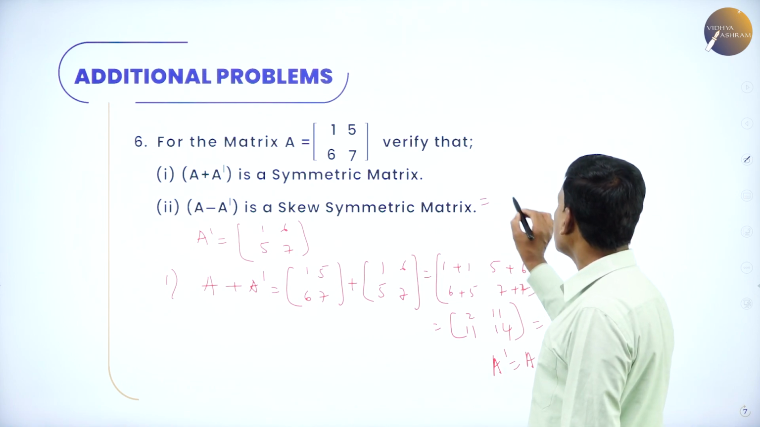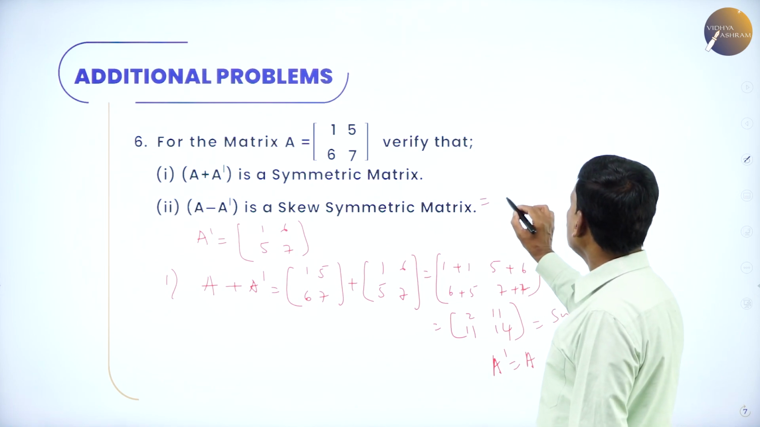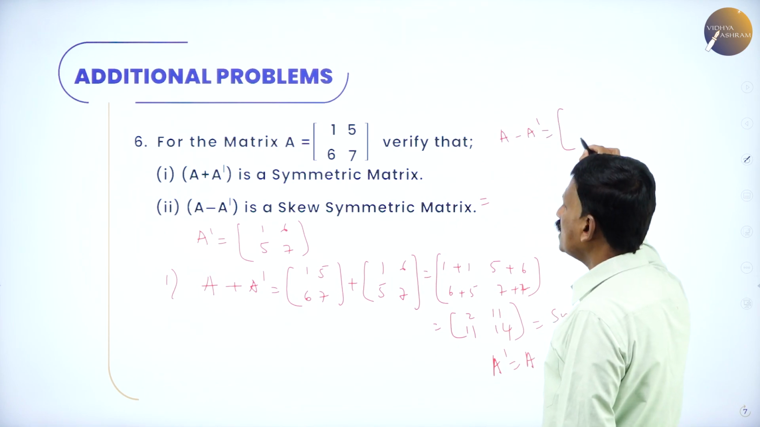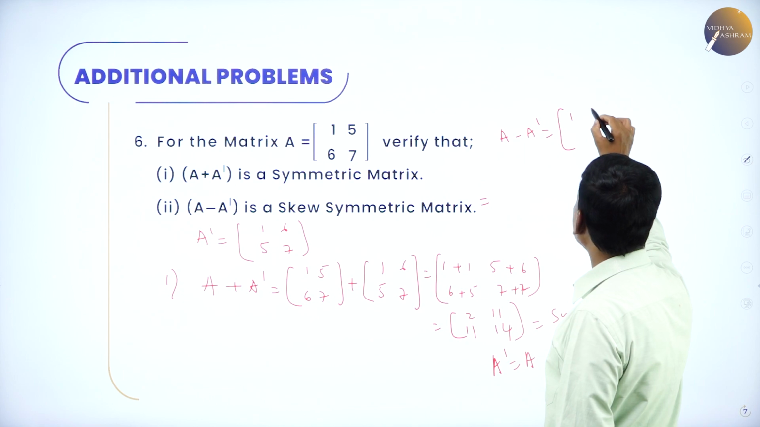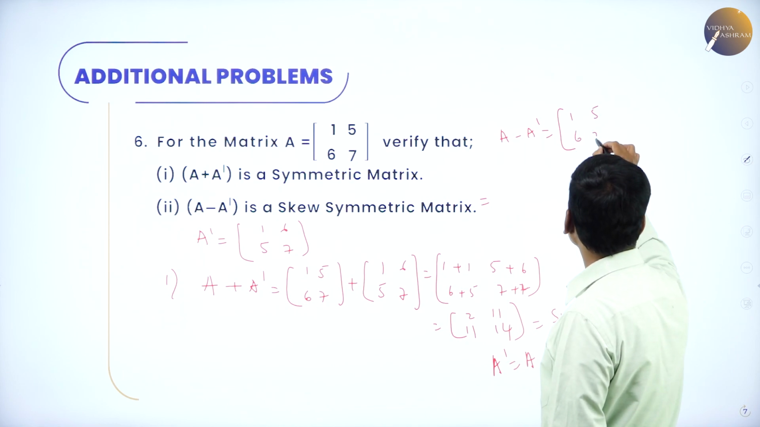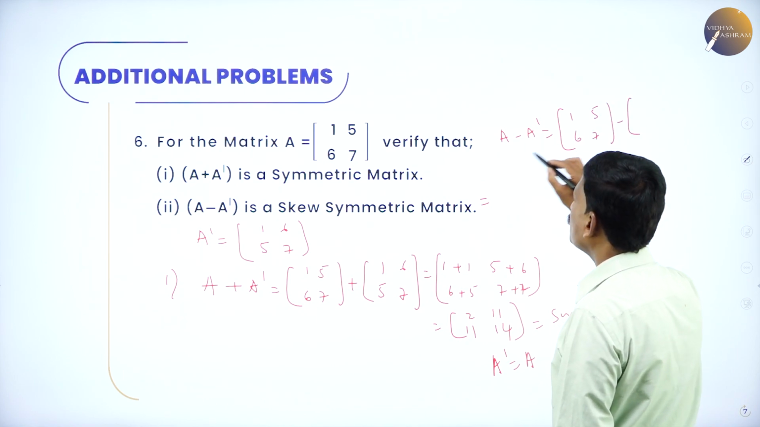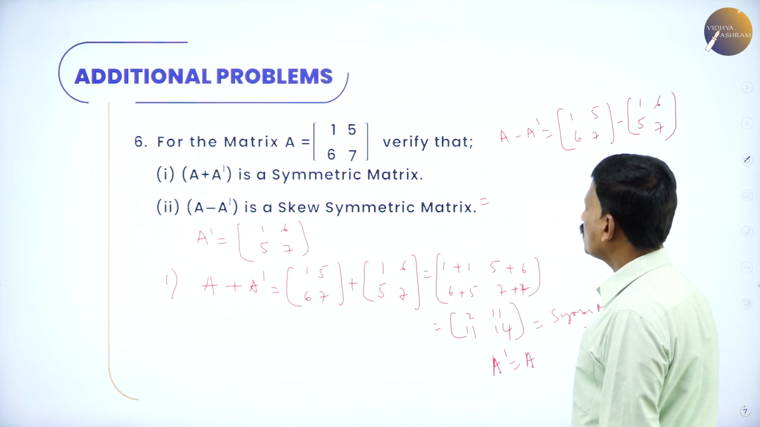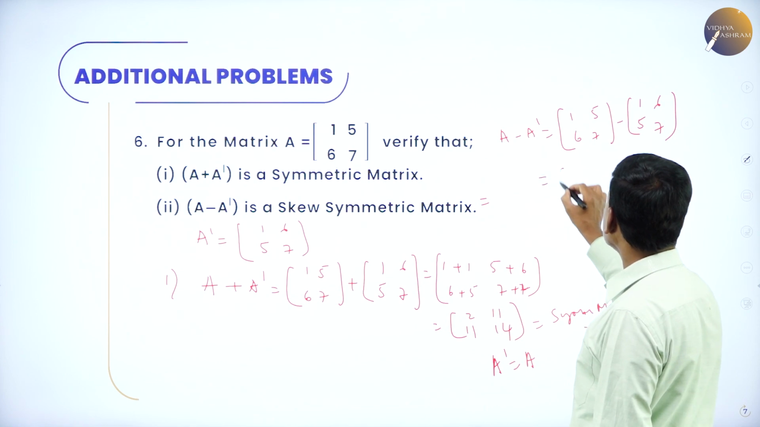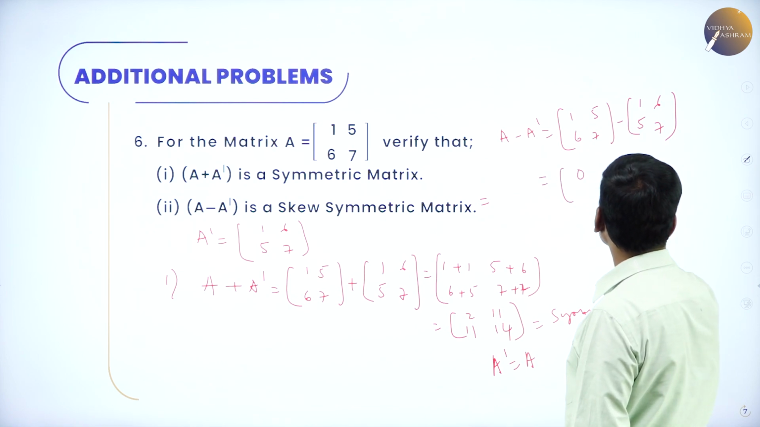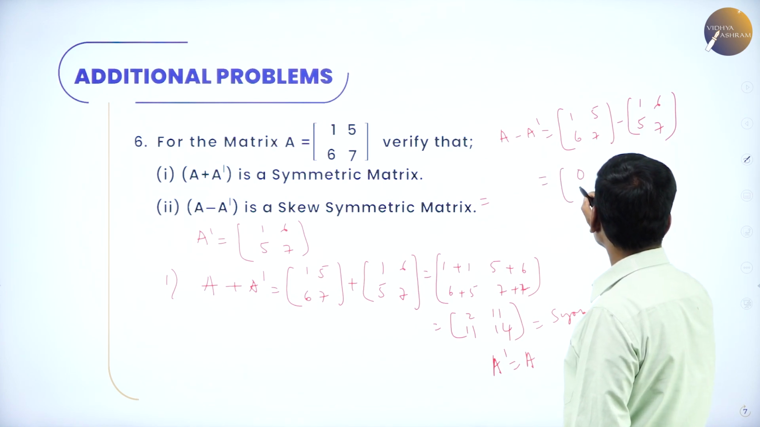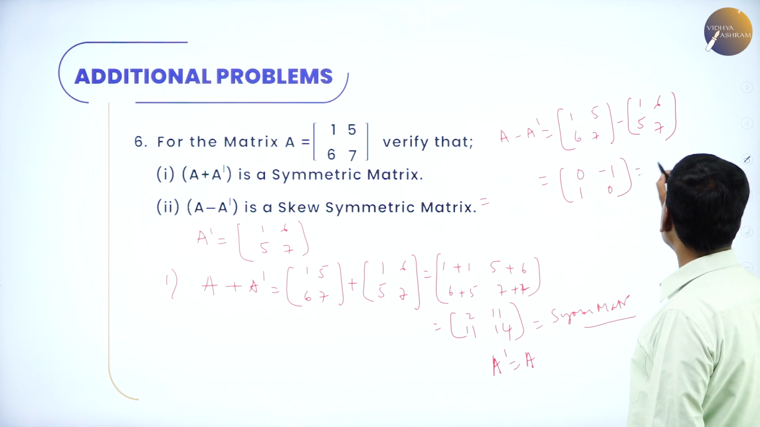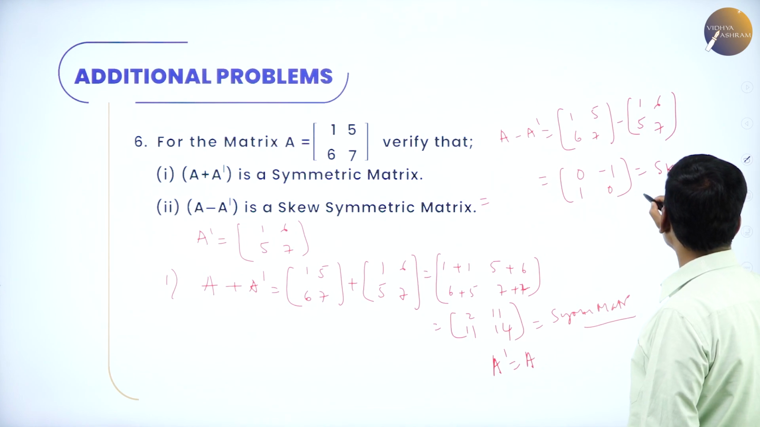Now let us come to the second part, A minus A dash. Now A minus A dash. What is A? A is equal to 1, 5, 6, 7 minus the transpose of this 1, 5, 6, 7. So that is equal to, subtract this, 1 minus 1, 0, 5 minus 6 is minus 1, 6 minus 5 is plus 1, 7 minus 7. So this is a skew symmetric matrix.